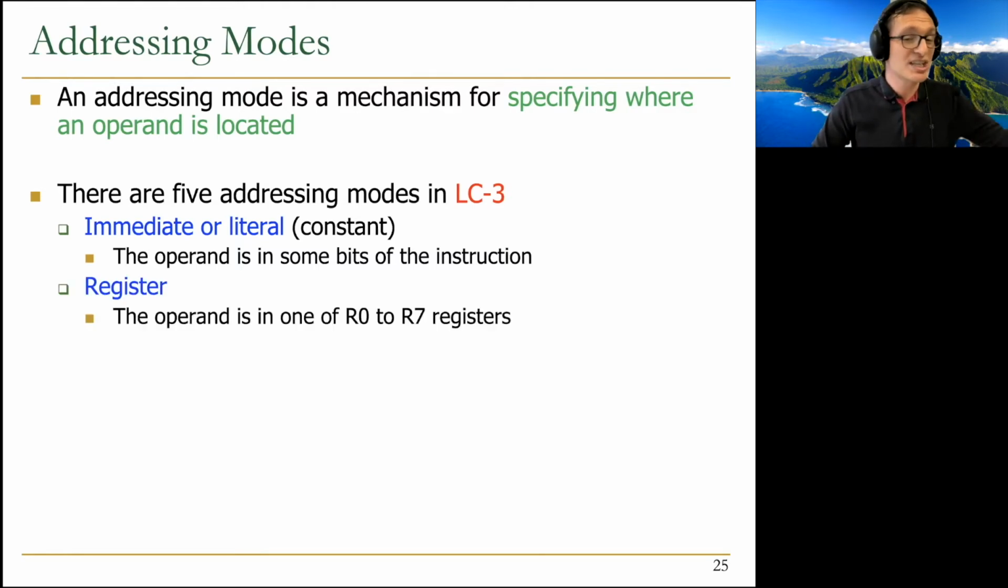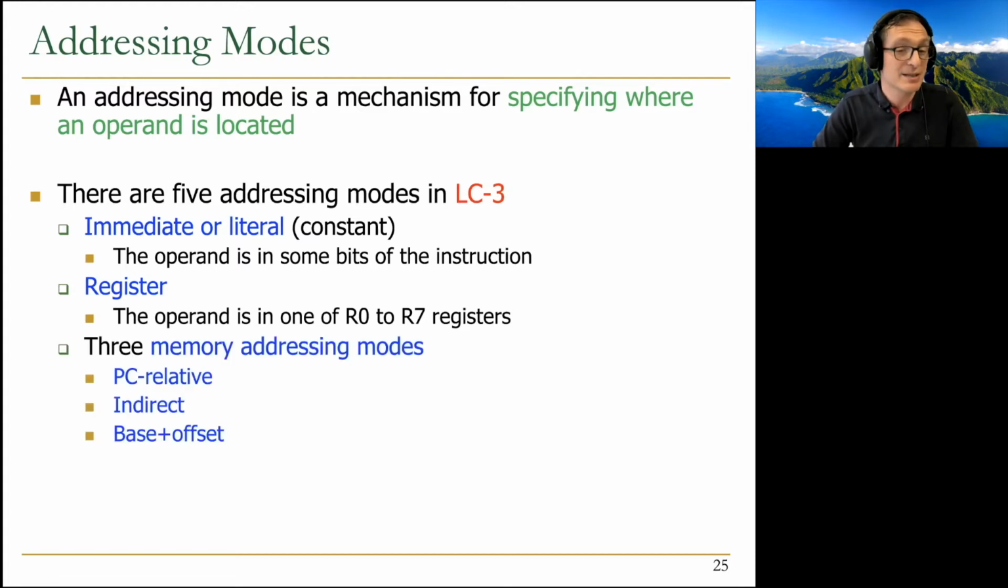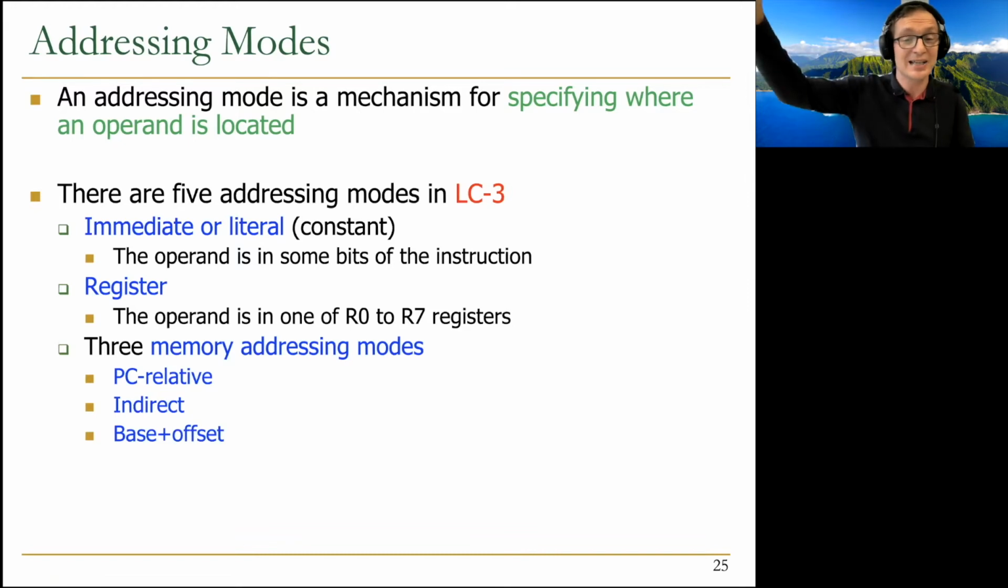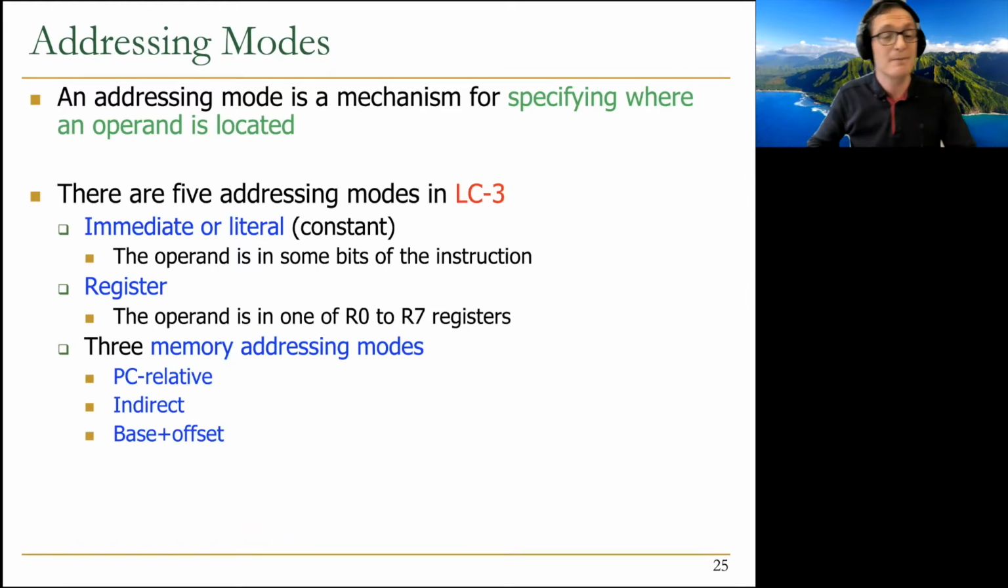Register addressing mode, we just saw it actually. The operand is in one of R0 to R7 registers. And 3 memory addressing modes. One is PC relative, one is indirect, and the other is base offset. So we've seen base offset yesterday. We're going to see it again, but we're going to also see the PC relative and indirect. And essentially, these addressing modes enable, again, different high-level structures to be mapped into the hardware in a better way.